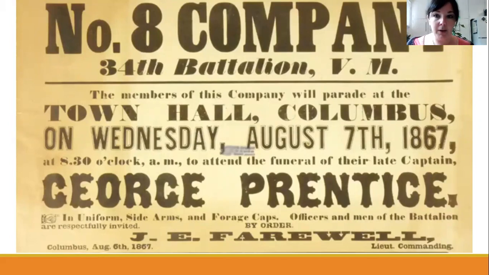And what you can see up on the screen is notice of George Prentice's funeral, and that is part of our archival collection at the museum.